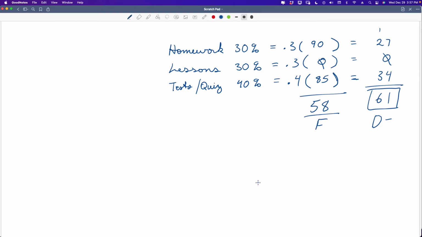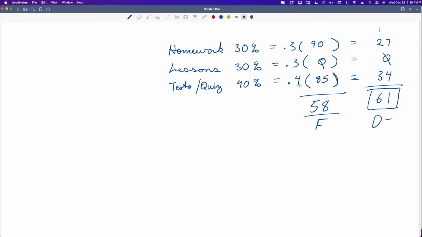That's no good either. So it's very important to do all your lessons, to do all your homework, and to do all your tests and quizzes, because it's going to impact your grade. But also note that because this is 0.4, this is worth more than the others. Yes, the homework and the lessons are the bulk of your score. That's 60% of your score.